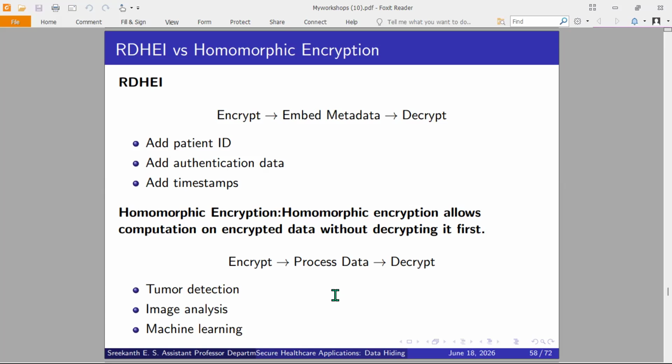The cloud can work with the data. So that is the peculiarity of homomorphic encryption. Suppose the hospital wants to do the tumor analysis with the cloud, but the hospital does not want to reveal the patient data to the cloud. At that time also, it can use homomorphic encryption.